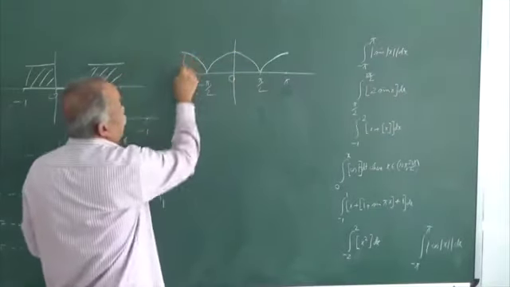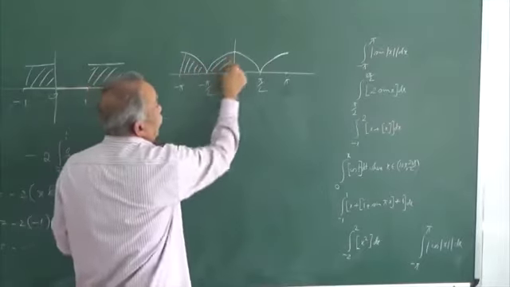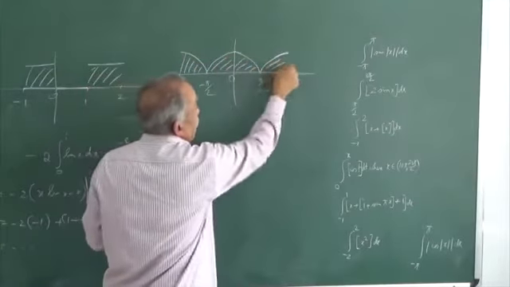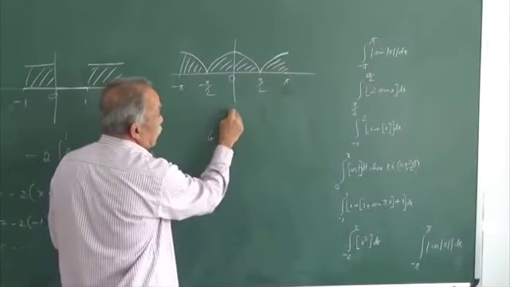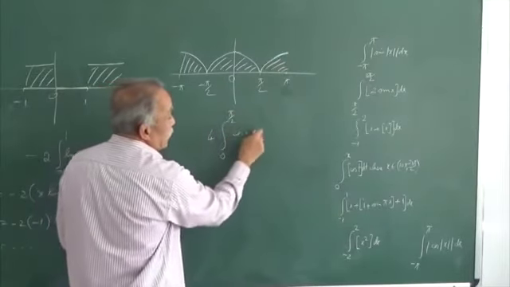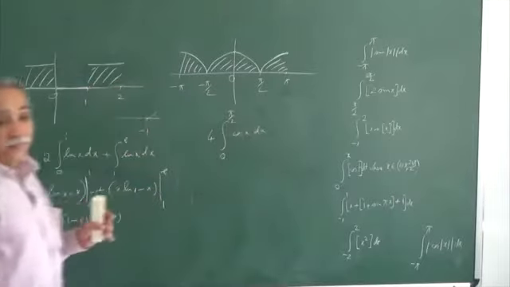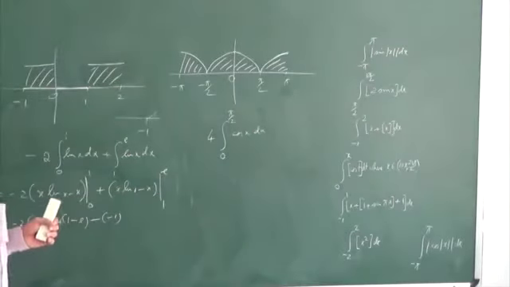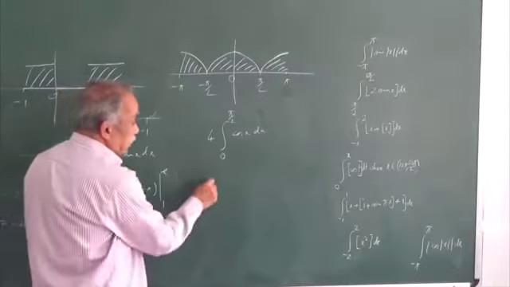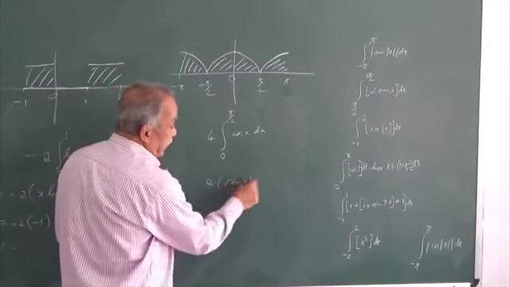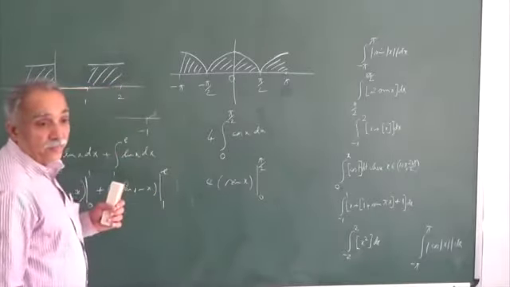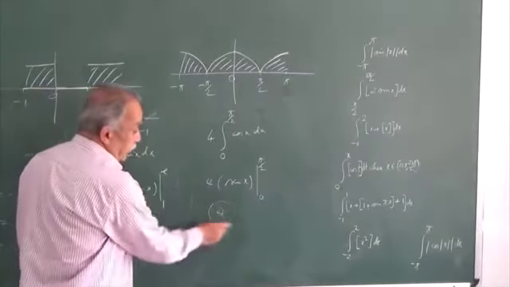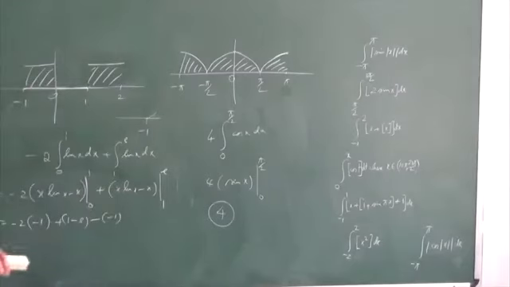What I am required to find is this area. And by symmetry, it is simply 4 times integral 0 to pi by 2 of cos x dx, which is 4 times sin x to be evaluated between 0 and pi by 2. Agreed?